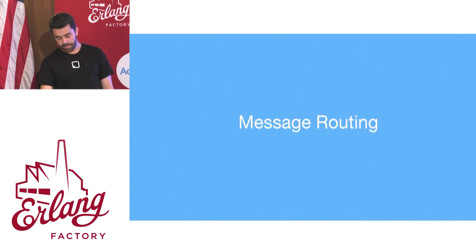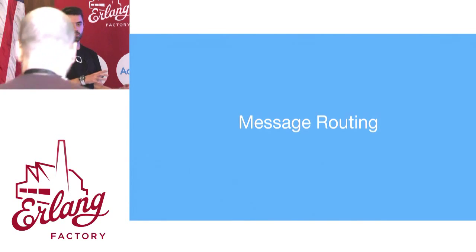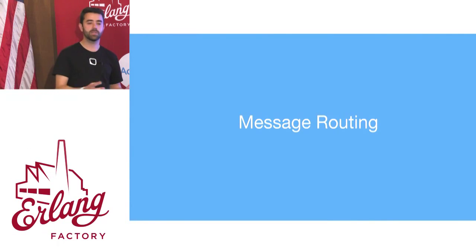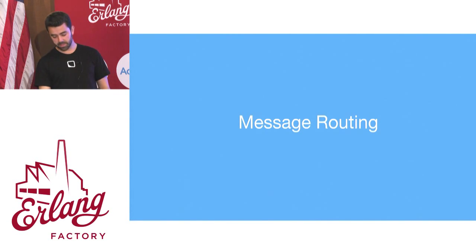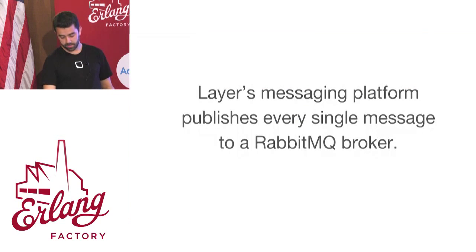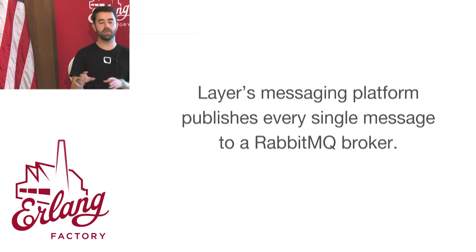Okay, so message routing. Obviously, when you're building communication systems, routing the right message to the right recipient becomes very, very crucial. So we've designed a very trivial and simple solution that is able to scale out and also deliver the right messages to the right recipients, whether they are connected or disconnected, at all times. The main concept here is that the Layer messaging platform publishes every single message to a RabbitMQ broker.